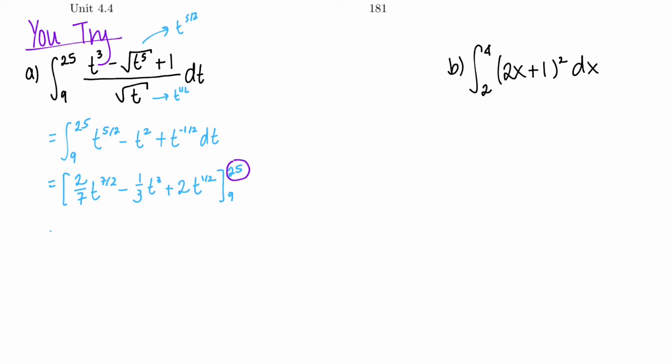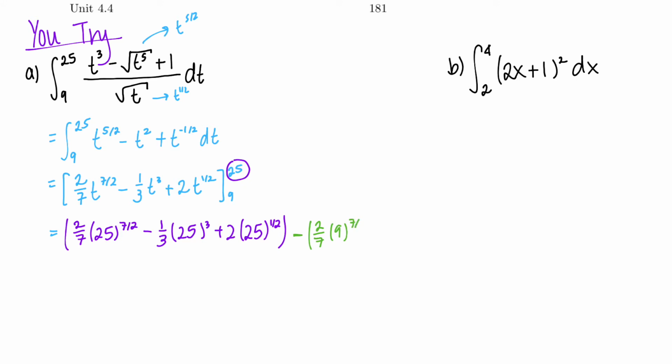Plugging in 25. So you have 2/7, 25 to the 7 halves, minus 1/3 times 25 cubed, plus 2 times 25 to the 1/2, minus, plugging in 9, that's 2/7, 9 to the 7 halves, minus 1/3, 9 cubed, plus 2 times 9 to the 1/2.